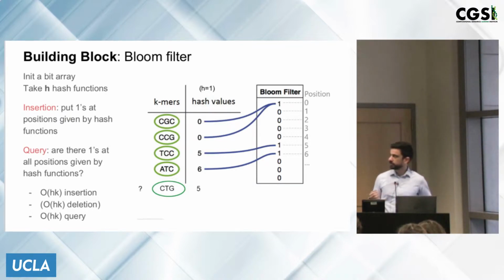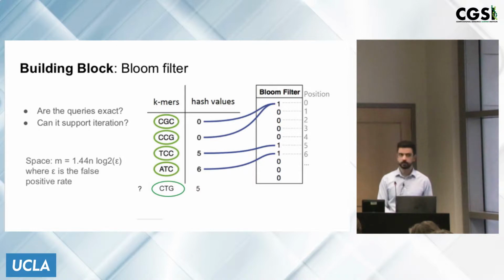and which has some other properties. In a Bloom filter, a query consists of doing the same operation, but asking whether there are all ones in the positions given by the hash functions. So it's O of hk insertion, where h is the number of hash functions. You cannot really delete, but in some variants of Bloom filters, you can delete elements. And you can also query elements by doing essentially the same operation as the insertion, so same time. To see if you are familiar with Bloom filters now, given the previous talks, let me ask you two questions. Are the queries exact?